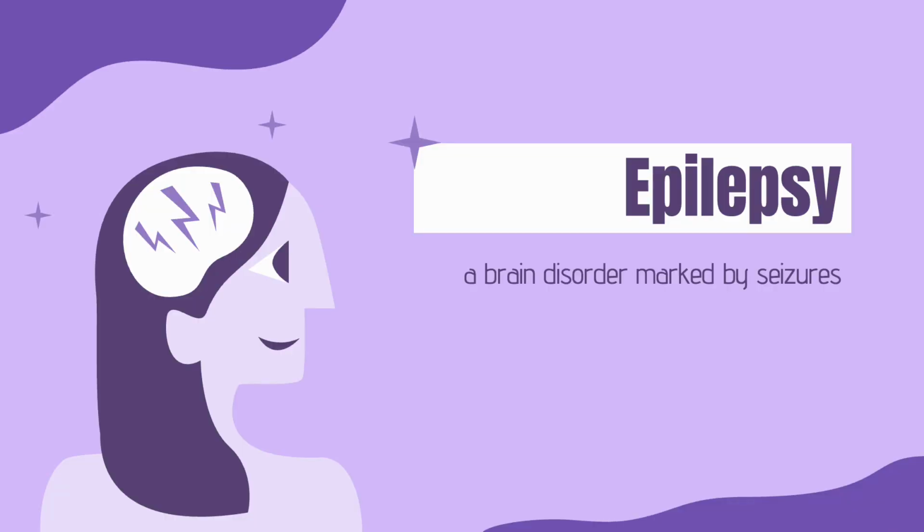To start, I will define the word epilepsy. Epilepsy is a brain disorder which is marked by seizures. So epilepsy is the disease someone may have, and then seizure is a symptom a person with epilepsy would experience regularly.